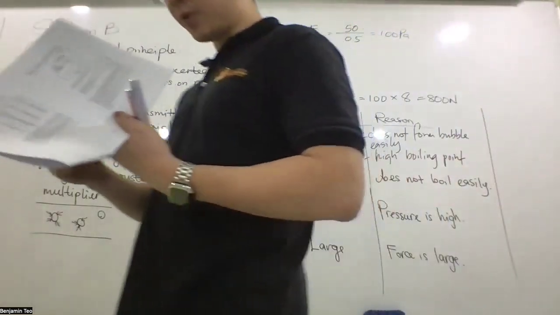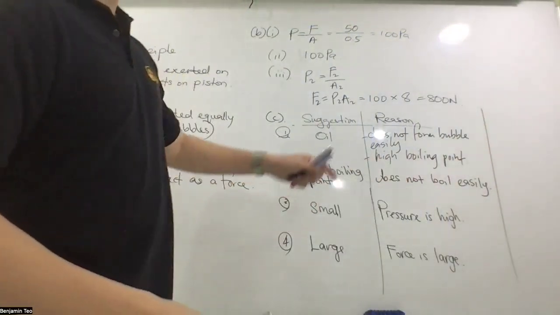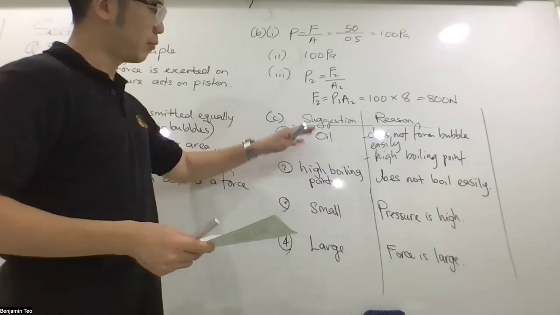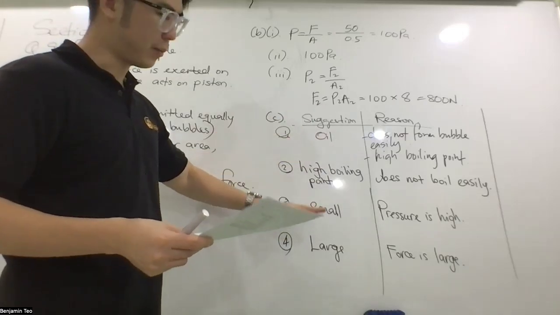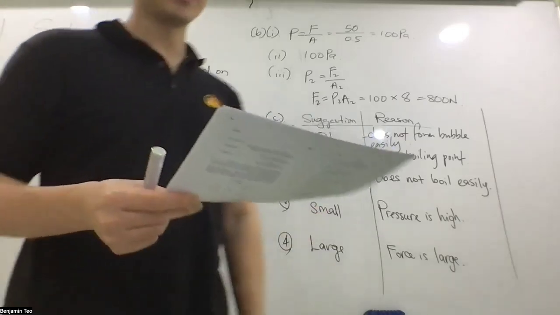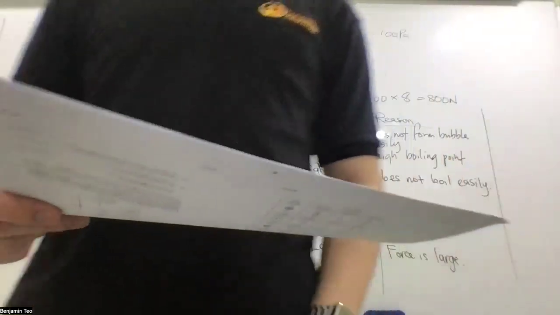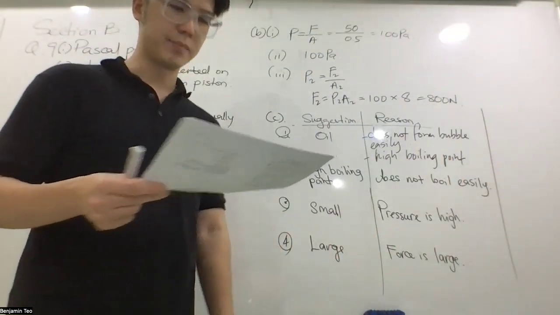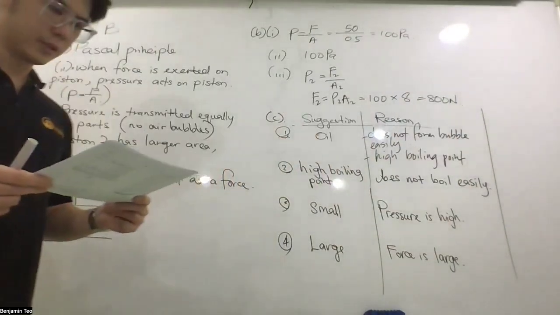When you say P is most suitable, you have to repeat all the things that you just mentioned. So P is most suitable because it is oil, it has high boiling point, small first piston, and large second piston. Make sure to repeat it because that one carries mark as well. Right? Okay, we go to question 10.